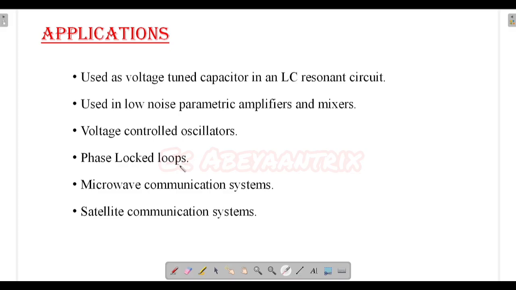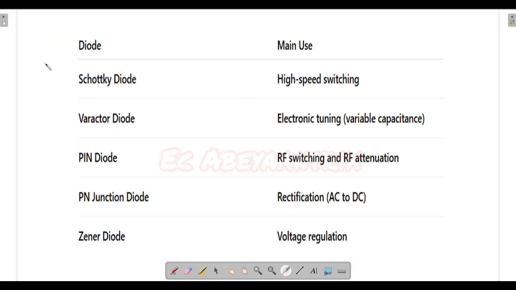Rectification, normal PN junction diode, right? And fast switching, Schottky diode, and then RF switching, PIN diode, and tuning applications, Varactor diode. Okay, that's the logic. So in conclusion, we are comparing the applications of the diodes learned so far in our lectures, right? Coming to PN junction diode, it's widely used in rectification, that is AC to DC conversion. That's the main application. You have to keep PN junction diode in mind for rectification. And coming to Zener diode, voltage regulation, key application. And coming to Schottky diode, high speed switching applications. This is the best choice, right?